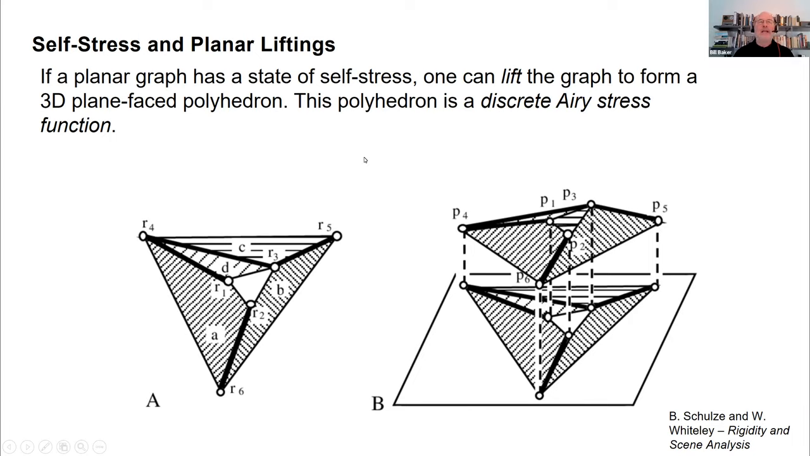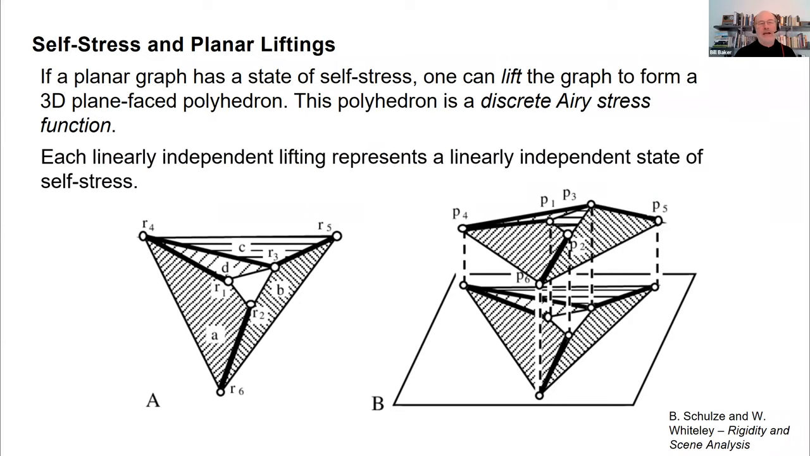That polyhedron has meaning in physics; it is what we call the Airy stress function. And you can show through engineering mechanics that the change in slope from one face to the other is proportional to the force in the state of self-stress below. This is a fairly straightforward engineering proof. So each linearly independent lifting, or how many different plane-face polyhedra can one graph make, each linearly independent lifting represents a linearly independent state of self-stress, which we want. Now this diagram only has one lifting, so therefore it only has one state of self-stress.